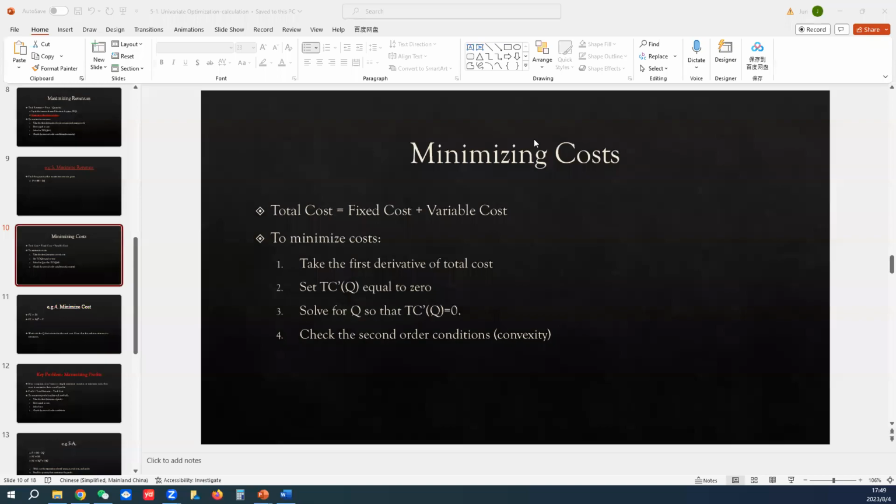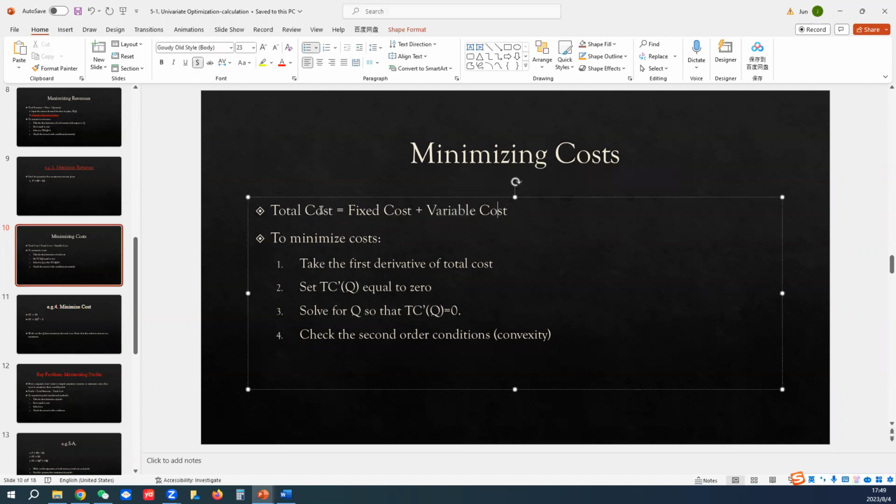So the second type of question here, as an application to business of optimization, is to minimize costs. Here we are first reminded that total cost can be decomposed into fixed cost and variable cost. And then we're going to take those steps to do the minimization. The first three steps are actually just one, which is to solve for the solution of first order conditions.